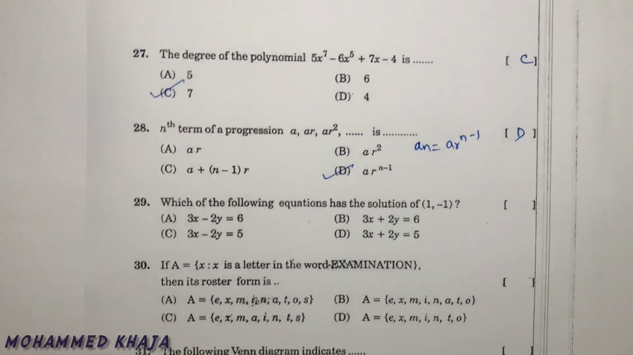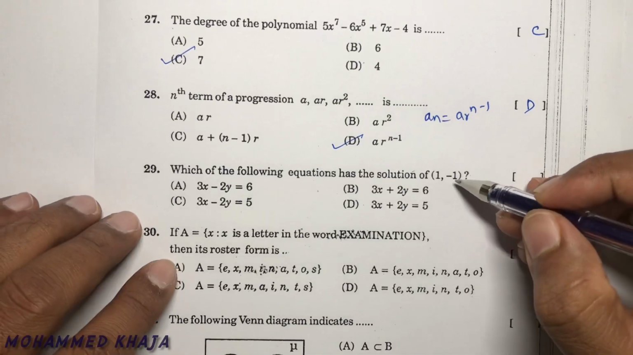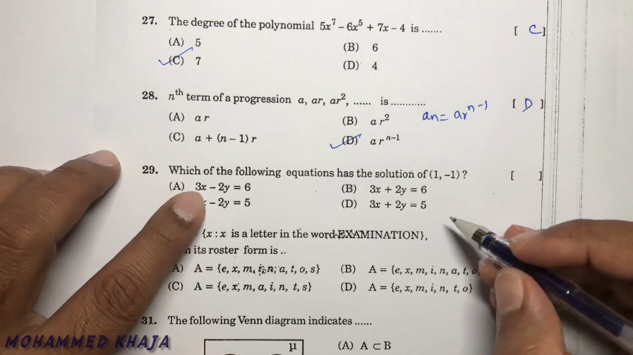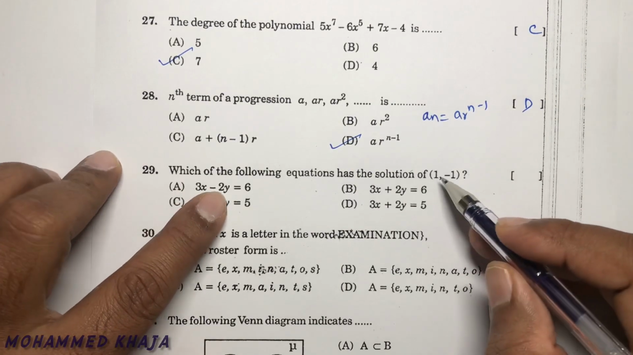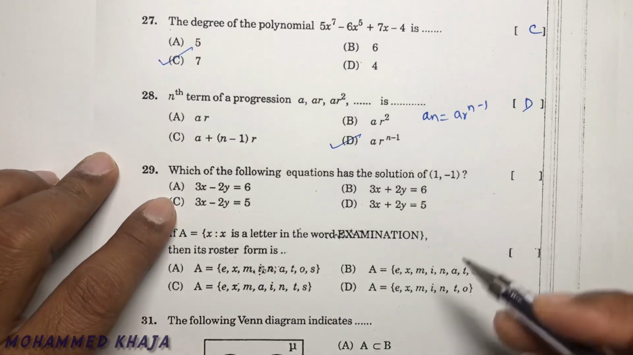Which of the following equations has the solution 1 comma minus 1? See, this you can do by trial and error. Substitute these values in the first one. 3 into 1, 2 into 1. So 3 plus 2, 5. So this is not possible. Here it is not there.